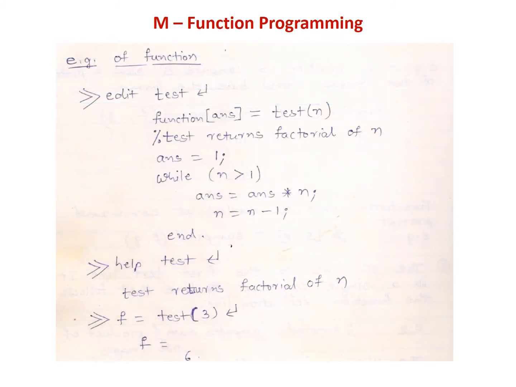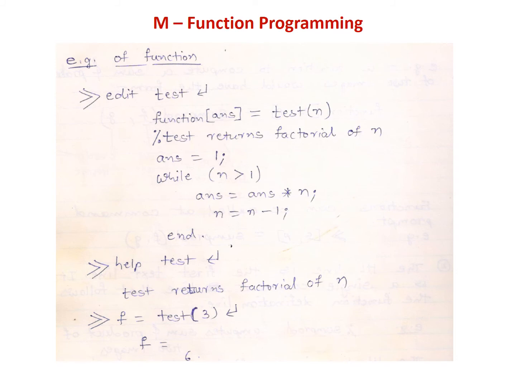Now here is one more example of a function. Edit test. Type the function as function within square brackets ans equal to test(n), and then the H1 line as %test returns factorial of n. After this, write the code to calculate the factorial of n.